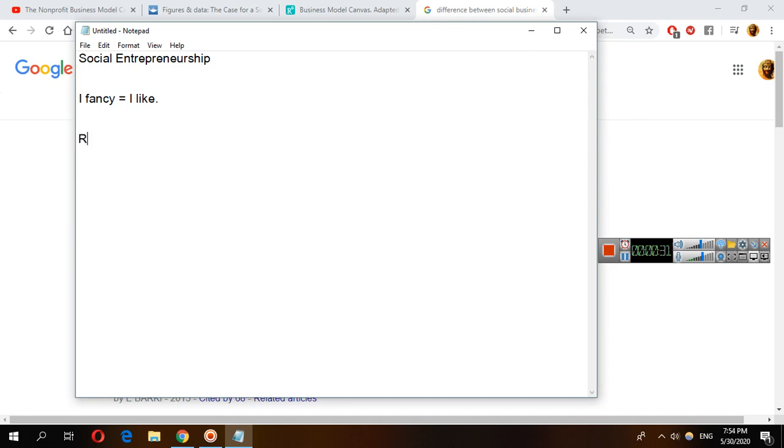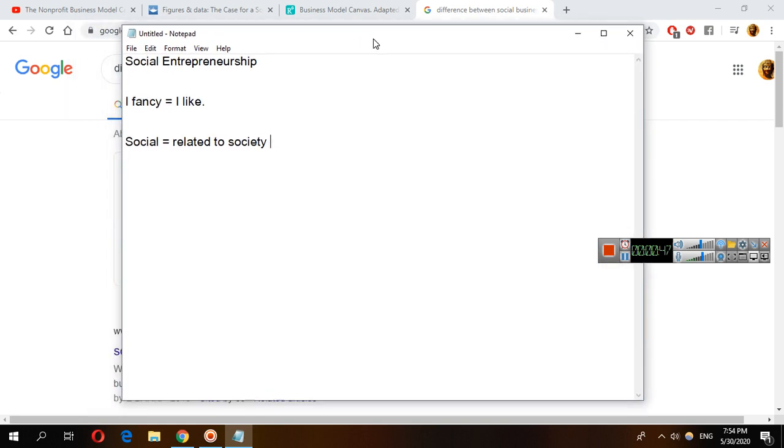Social entrepreneurship. So the first word is social. What is social? Social: related to society. Society, well, you can define society in many ways, but I would assume we know what society is, so let's just leave it alone on this level. And the second word, entrepreneurship, is an interesting one.